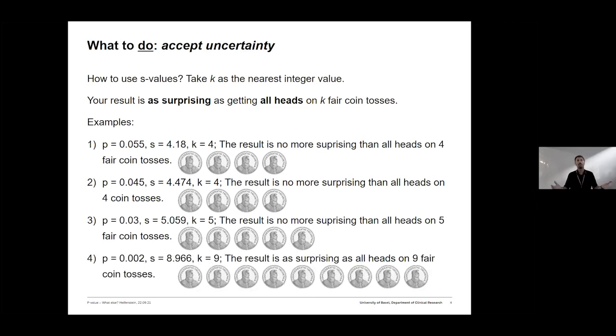Of course, you have p-values that might make you think that the results are indeed surprising, considering that, for instance, in this case, an S value close to 9 gives you a K of 9, and then the result is as surprising as having all heads on 9 fair coin tosses, which then becomes way more surprising, although not impossible. And this also you have to keep in mind.